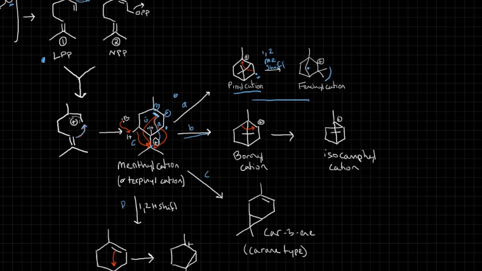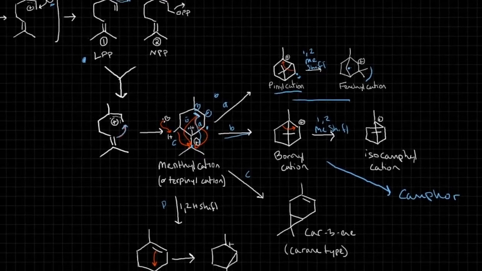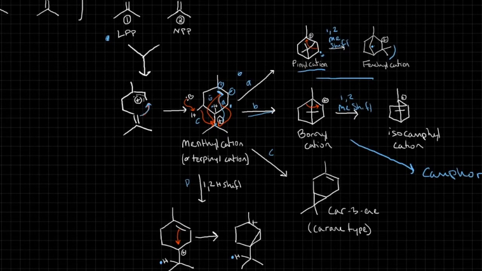And this Borneal cation can go through a 1,2 methyl shift to the isocamphyl cation. I remember the Borneal cation just because it looks like a tent to me, and I know this will eventually go to camphor, camper, tent. So once again, you can make up names to remember what these structures look like. Oftentimes funny, goofy ones, or like I said, you can give them a personality, and sometimes that helps you remember too.